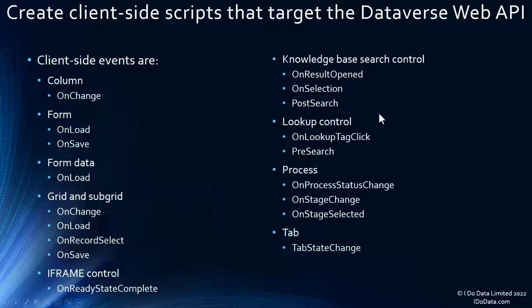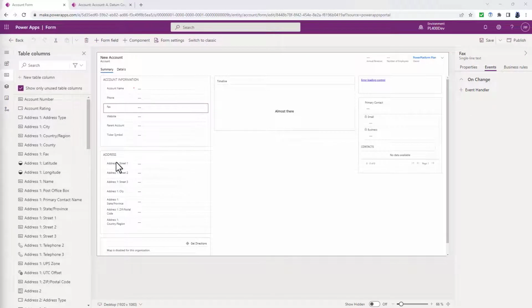If you've got a lookup control, then you can use pre-search, so you can have some code running before you have the dialog box open to search for records. You can also target the process instance and the process flow control, so when the stage changes or when it's selected. And then finally, you can also target the iframe within a tab. So you can see there are lots of different targets depending on your control. In this section, we will be focusing on form and column changes.